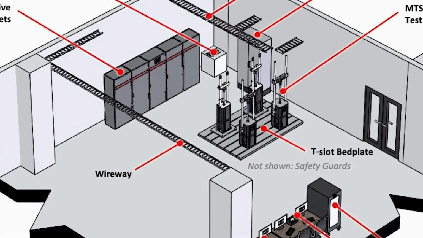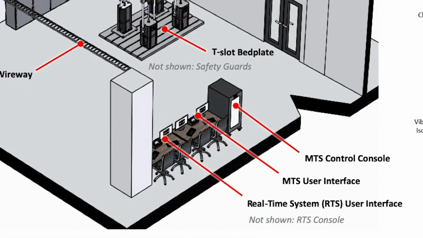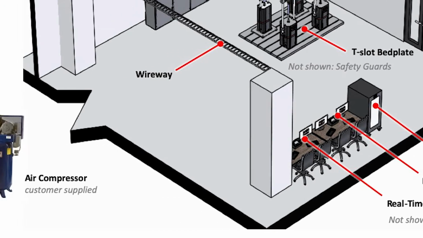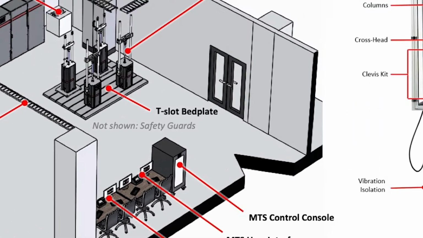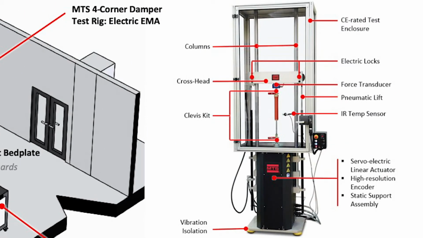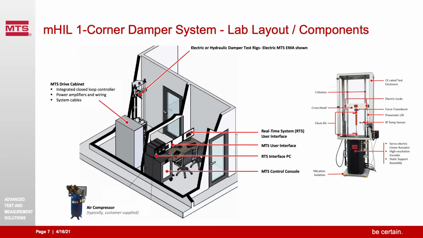The corners are conditioned and controlled through the MTS control console and MTS user interfaces shown at the bottom of the screen. And the real-time user interface is an interface to the electronic control unit hardware that's used to condition and control the active or semi-active components on the dampers. To the left of the screen is an air compressor used for cooling of the system. And to the right of the screen are all the components labeled on the MTS EMA suspension test system.